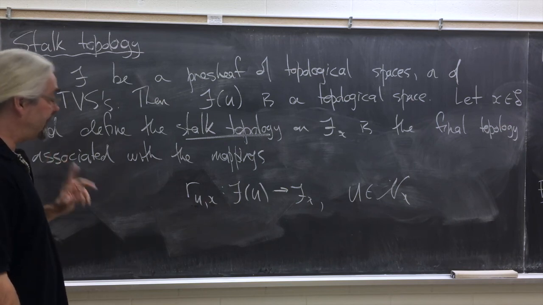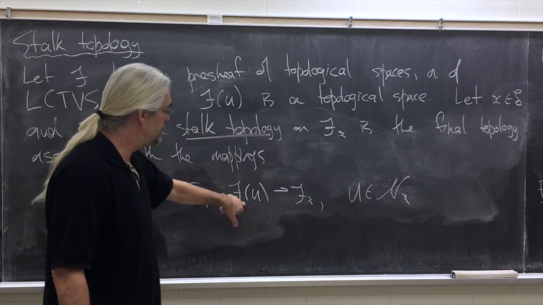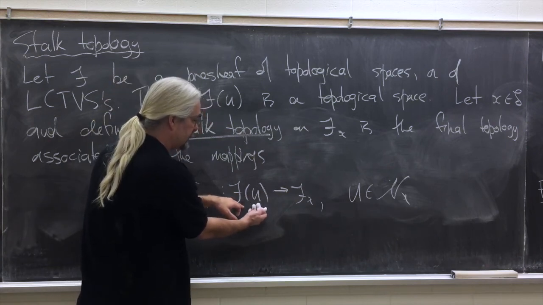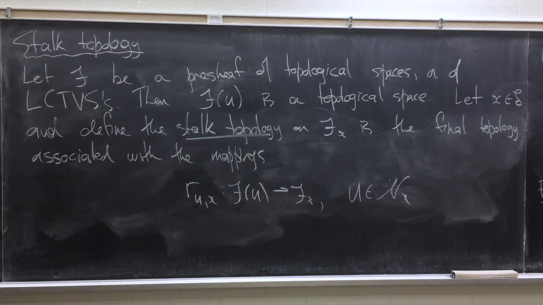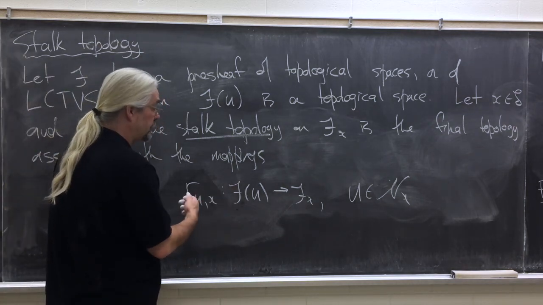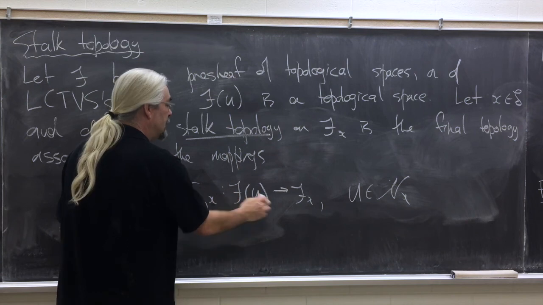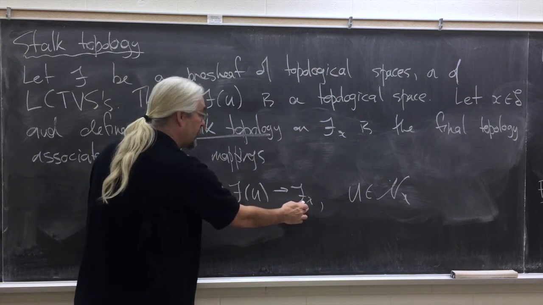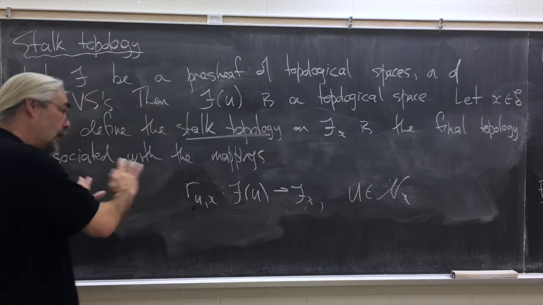can be thought of in two different senses. If F(U) is a locally convex space, then just as a set, if I take the direct limit of these locally convex spaces just as vector spaces, you take the direct limit in the category of vector spaces. Now, there are two ways to put topologies on that. One is to think of these as being just topological spaces. So in that case, for these restriction mappings, you do exactly what I just said. The stalk topology on this vector space will be the final topology associated with these mappings. That's one way to do it.